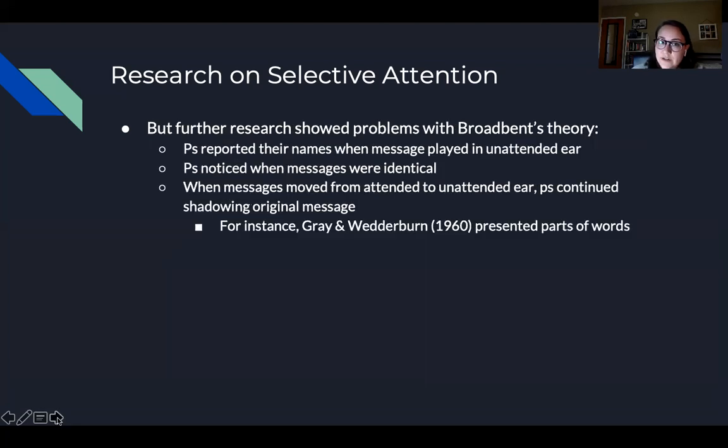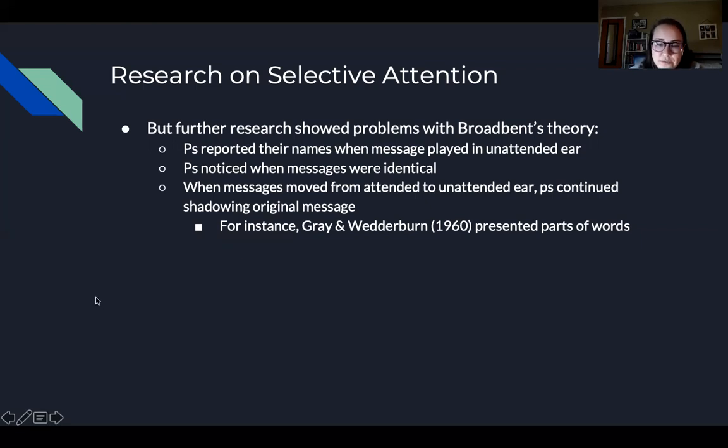However, this is an interesting theory, but there were some problems with it that actually arose eventually. As researchers continued with their studies, they soon began to see data that was inconsistent with Broadbent's theory. More specifically, they showed that people were able to identify their own names when their names were put into the message played in the unattended ear.